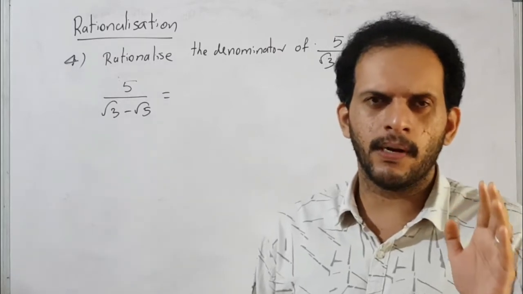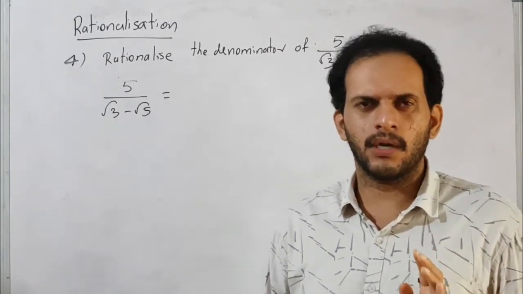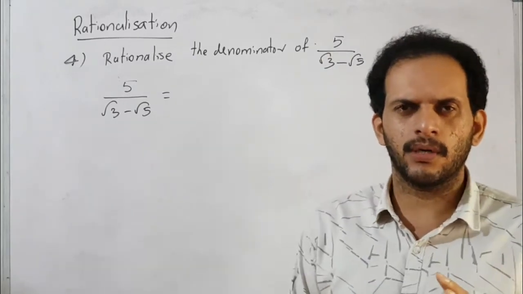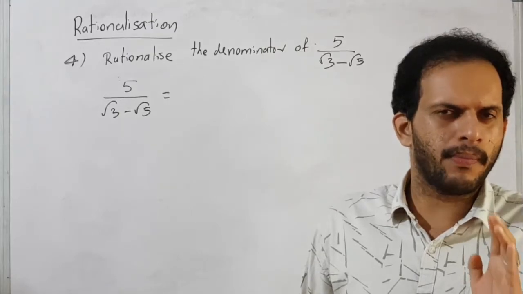Numerator and denominator, we multiply either one by the conjugate. Either the conjugate one, the denominator and the conjugate one. Why do we multiply by the conjugate? Because it's a binomial term.